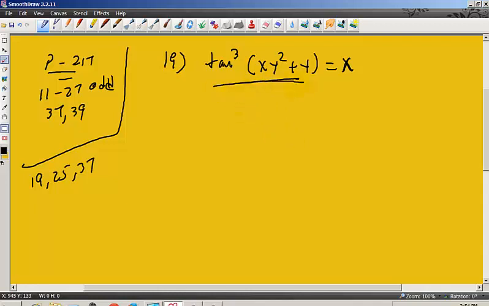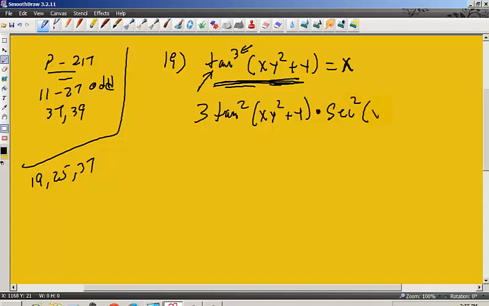What is my outermost function here on this side? Cube. So it would be 3 tangent squared of x, y squared plus y. What's my next innermost function? Tangent. So I got to take the derivative of tangent, which is secant squared. I leave inside alone, x, y squared plus y, times the derivative of the inside there. What kind of rule do I use? Product: first times derivative second, 2y times y prime, plus second, which is y squared. And when you take the derivative of x with respect to x, it's going to be 1.